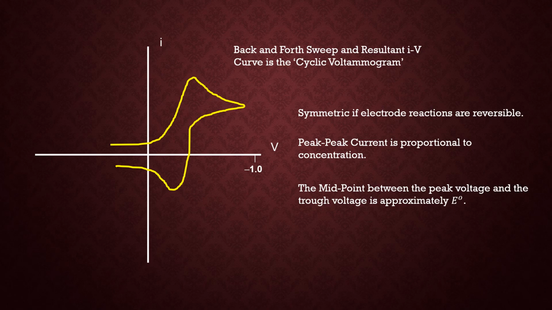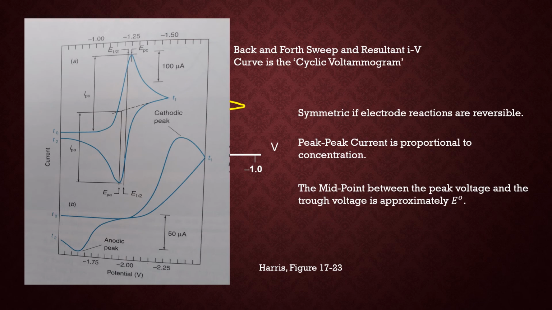For a better drawing or better artwork, I have this from Harris. This is figure 17-23 in my edition. On the upper left, you see the classic reversible cyclic voltammogram. And in the bottom right, that rather elongated, horrible looking thing, like a parody of the one at the top, that's what you get when you see an irreversible reaction. So those are the types of behaviors that indicate the types of chemistry or kinetics that are taking place in the solution.